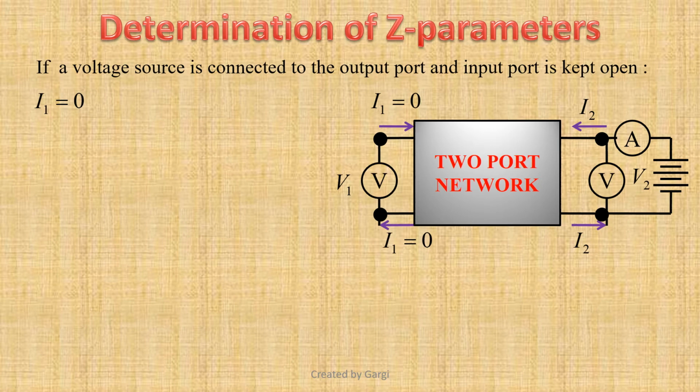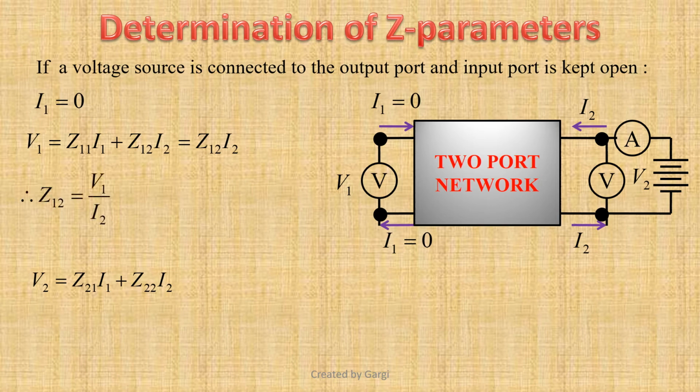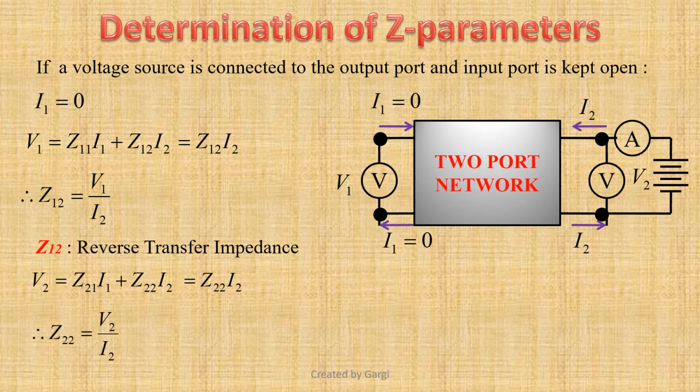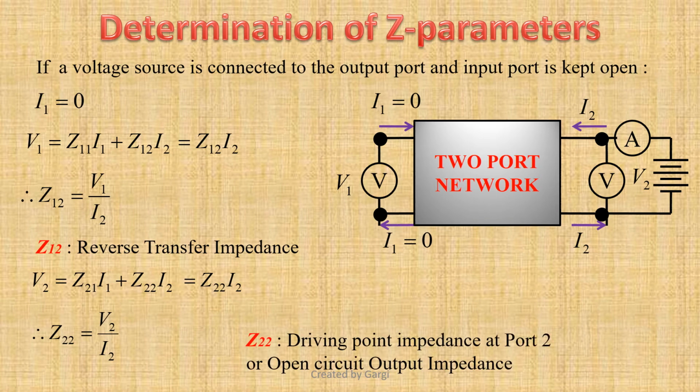The linear equations we use to describe our two-port network using Z parameters are V1 equals Z11 I1 plus Z12 I2 and V2 equals Z21 I1 plus Z22 I2. When I1 is 0, the first equation reduces to V1 equals Z12 I2. Therefore, we get Z12 equals V1 by I2. Z12 is termed as reverse transfer impedance. When I1 equals 0, the second equation reduces to V2 equals Z22 I2. Therefore, we get Z22 equals V2 by I2. Z22 is termed as driving point impedance at port 2, or it is called open circuit output impedance. Both Z12 and Z22 are measured in ohms.